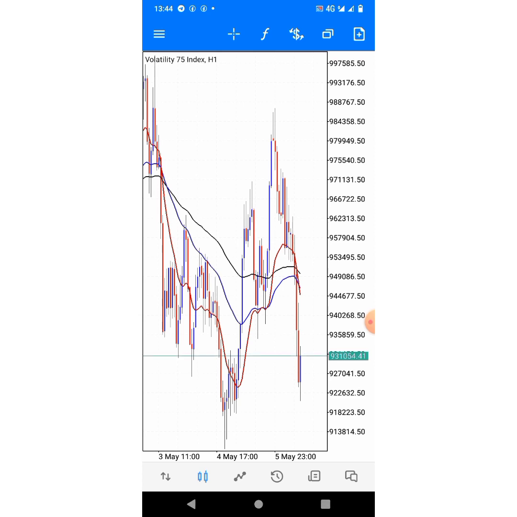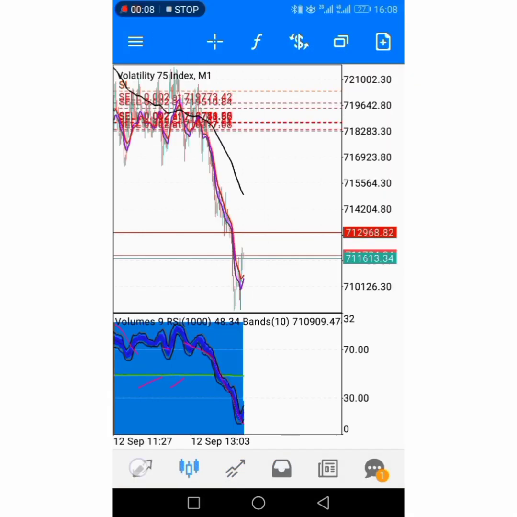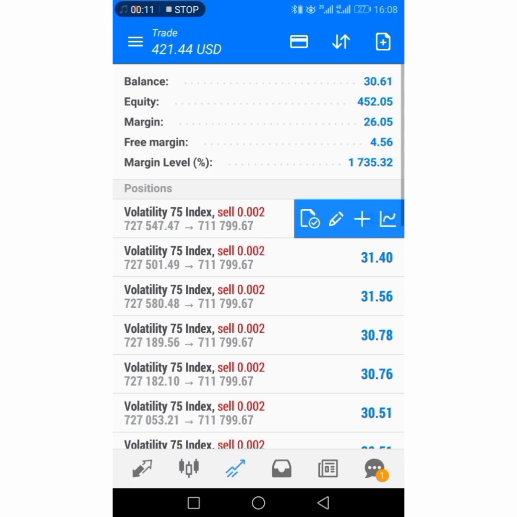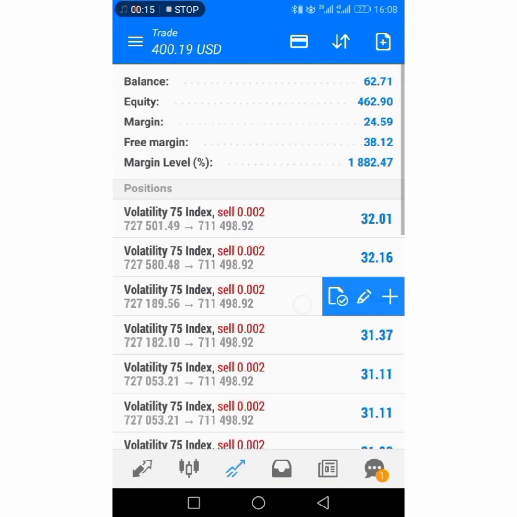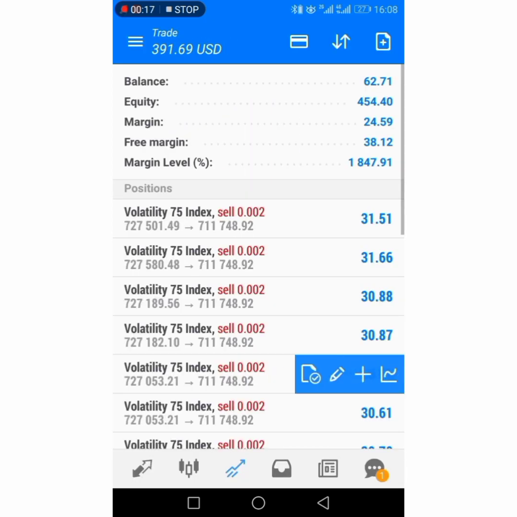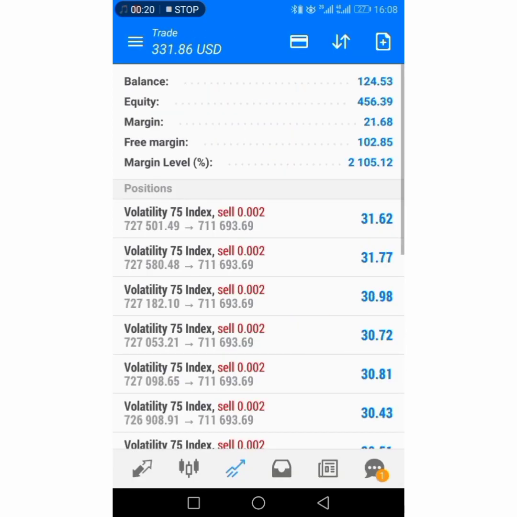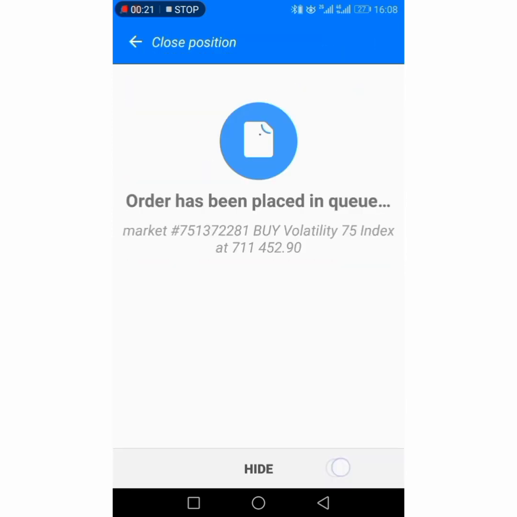So now let me show you. As you can see, the running profit. This account was flipped to this amount using my strategy, guys. This strategy is a kill strategy, the moving average crossover strategy. So I've been able to flip this account.